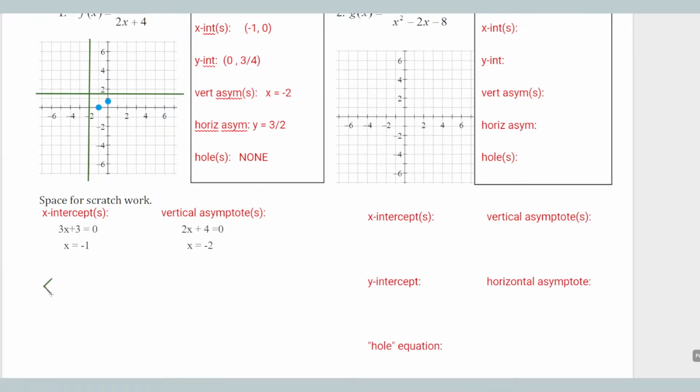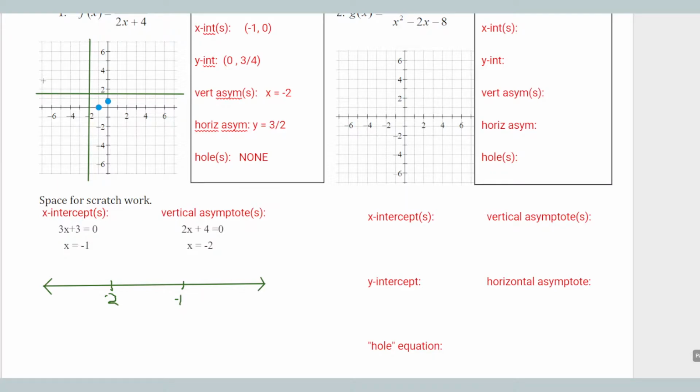So the sign of the function can only change at x-intercepts and vertical asymptotes, or holes. So the only values here I have are -1 and -2, so those are going to be the only numbers I include on my number line here. And I'm going to pick representatives. Oops, got these backwards. -2 is less than -1. I'm going to pick representatives to figure out whether or not it's positive or negative on either side.